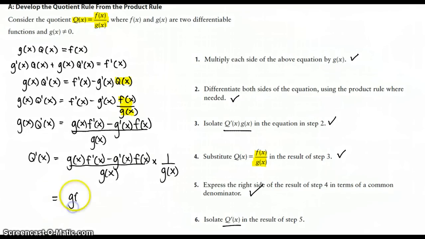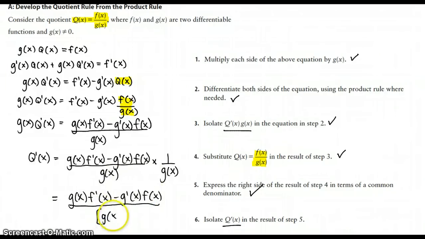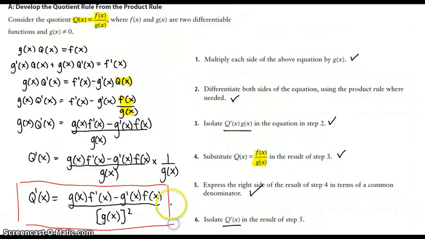and then I can simplify in one more step by actually multiplying these 2 fractions. The numerator times 1 gives me the same numerator, but in the denominator I'm going to get g of x squared. Now I've isolated q prime of x, which means I've found my derivative. And this is in fact the quotient rule. If q of x is equal to f of x divided by g of x, to find the derivative of q of x, I need to do this.